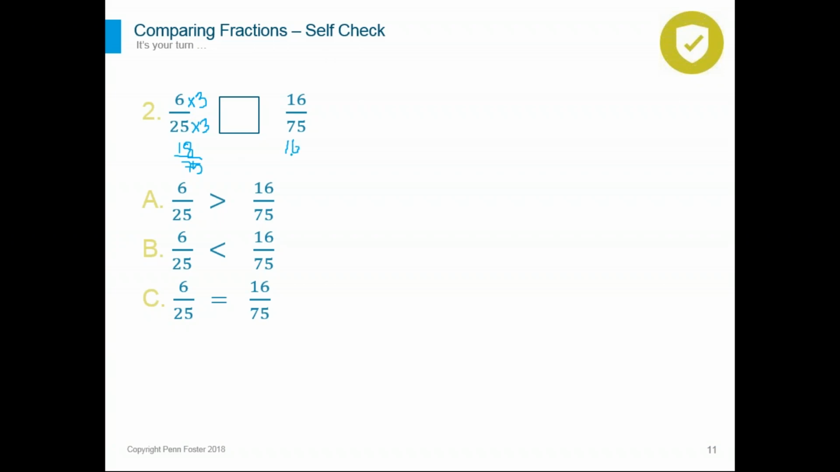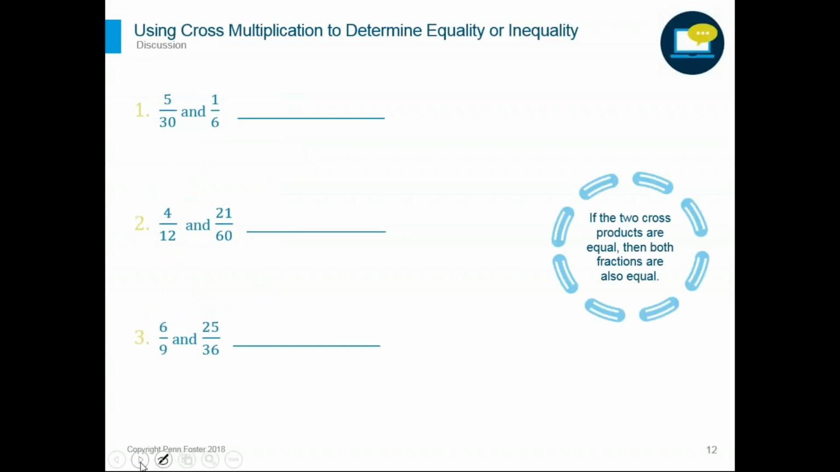Compare that with the original fraction 16 over 75. Now compare the fractions, same denominators, compare the numerators. 18 is greater, then the fraction itself is also greater. So the answer is A. Let's go to the next topic.